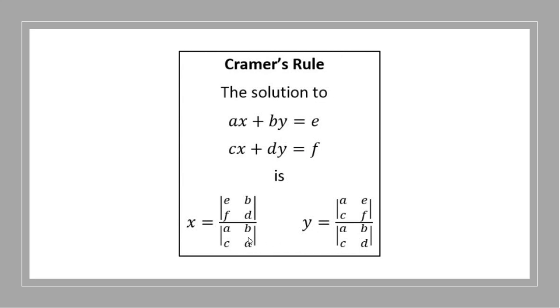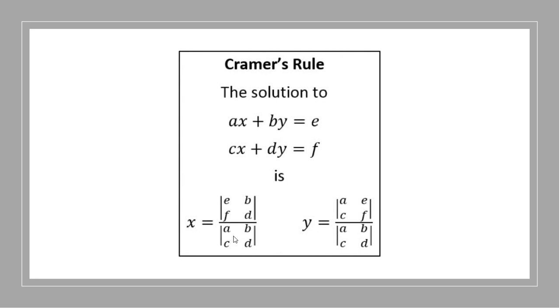Either you are finding the value of x, or you are finding the value of y. And when you find the value of y, you will not write b and d; you will write e and f, and in the denominator, as in x, a b c d. So either way, you write the determinant in the numerator and in the denominator.